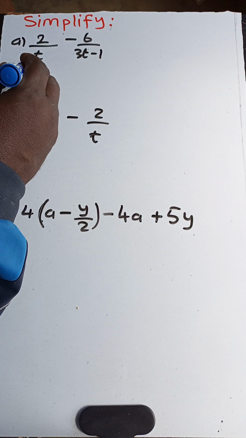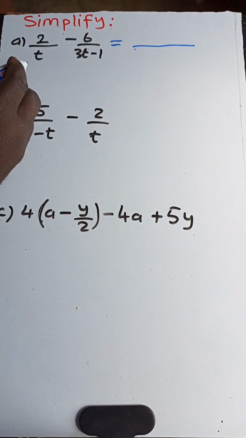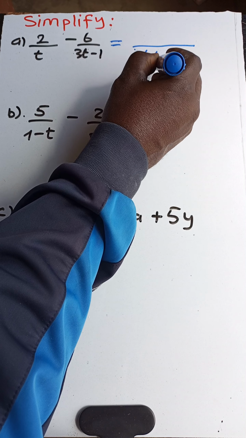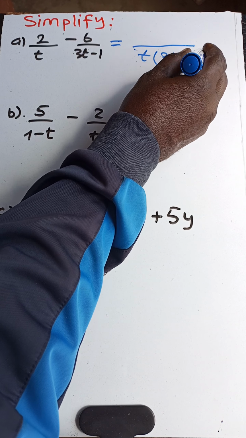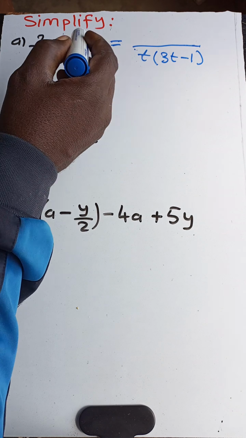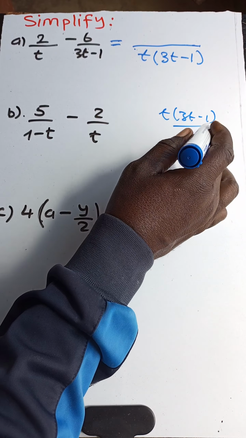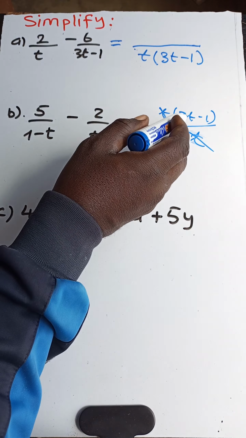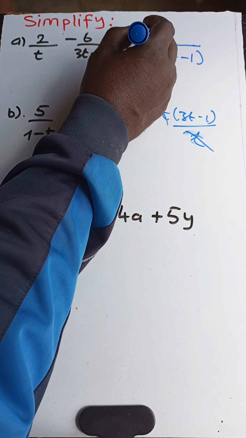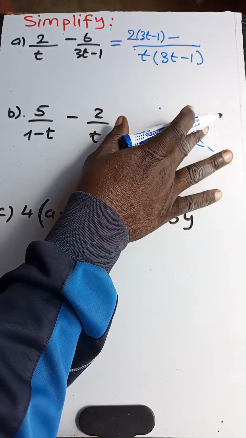Okay. So for the first one, the LCM is simply the product of t and 3t minus 1. So we'll write it as t into 3t minus 1. That is the LCM. And so we carry out the same process. We take the LCM, t into 3t minus 1, divided by t. You see that t cancels and we're left with 3t minus 1. So 3t minus 1 multiplied to 2. We have 2 into 3t minus 1. And then this minus. Okay?